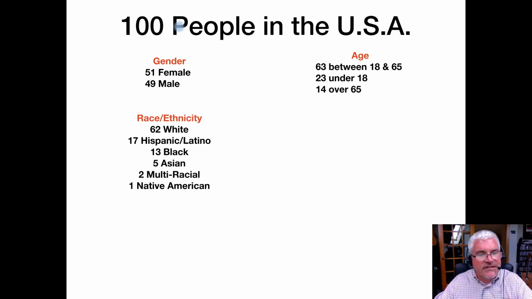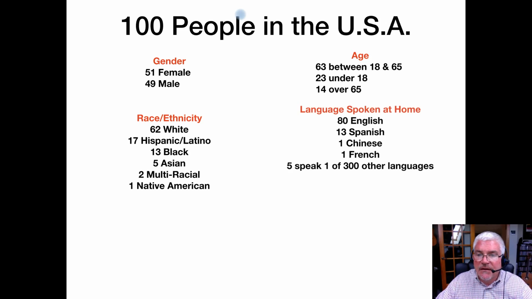In terms of race and ethnicity, 62 would be white, 17 would be Hispanic or Latino, 13 would be black, and I don't use the term African American here because this would include black people from places other than Africa, the Caribbean islands, for example. 5 would be Asian, 2 would be multiracial, 1 would be a Native American. Languages spoken at home: 80 would speak English, 13 would speak Spanish, 1 would speak Chinese, 1 French, and 5 would speak one of the 300 other languages spoken here in the United States.